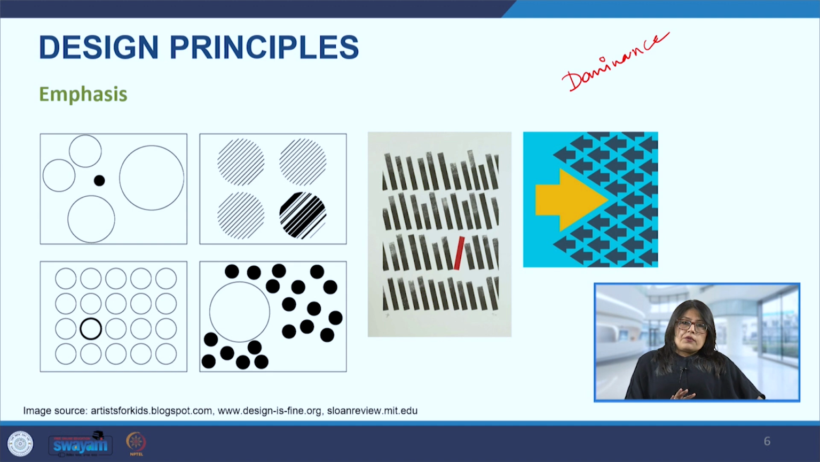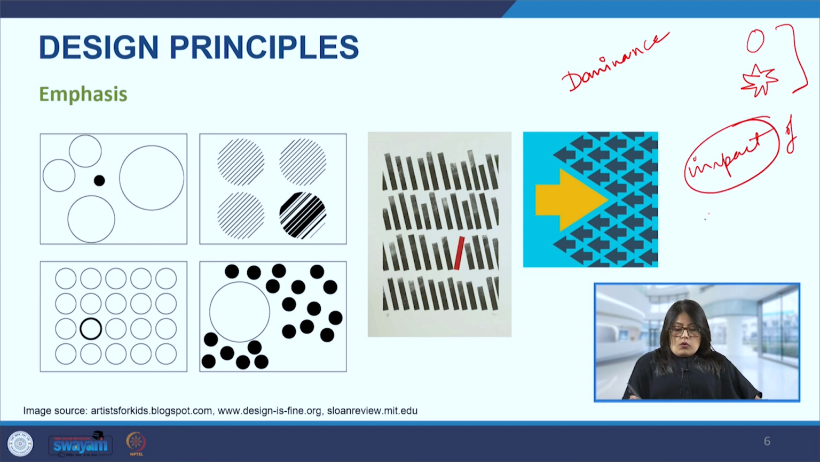Now we have seen contrast and now we are looking at emphasis. So there may be some confusion between these two because these two are quite similar in certain terms. Where contrast deals with the difference between the two objects, as we saw earlier, if you recall, that one was a circle and the other was this particular shape. In those two the contrast was the shape, but emphasis deals with the impact of the object.